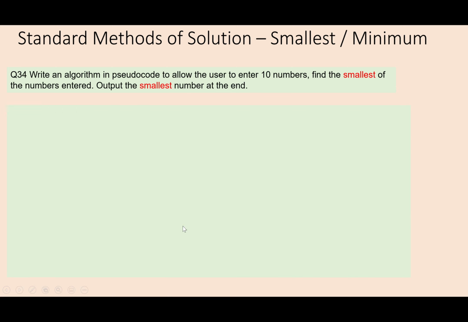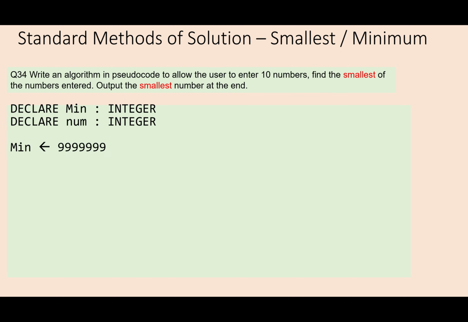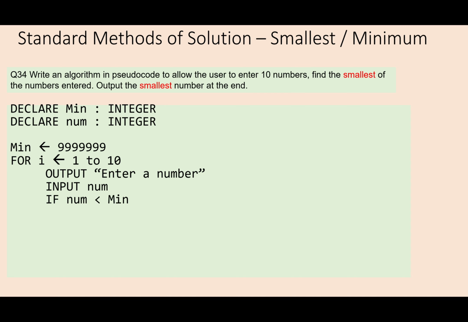So I tell you what, let's just pause it there, have a go, see if you can come up with a solution to the pseudocode first of all. Okay, so we're going to declare our variables. We're going to set our minimum number to something really big. We're going to make a loop that's going to run 10 times. We output enter a number, we input a number. Let's compare it and see if the number they entered is less than the minimum number. Then we'll make the number they entered the minimum number, and we'll go around again and we'll keep testing the number they entered, seeing if it's smaller than the minimum number, and if it is, we'll keep making that number the minimum number, and let's output it at the end.